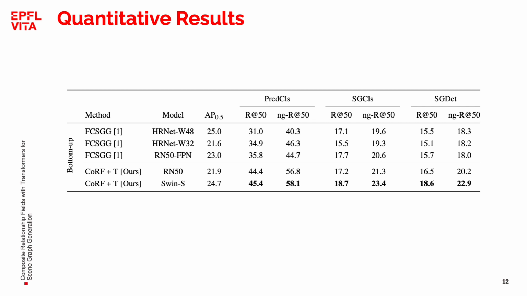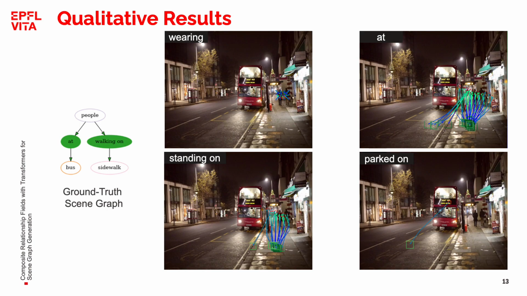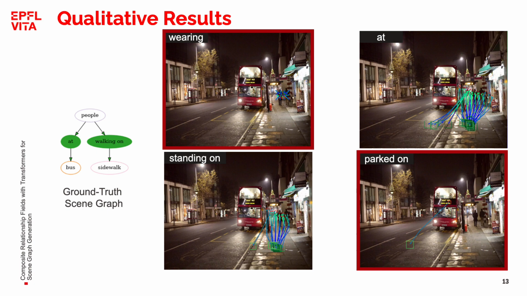In the paper, we also compared to other top-down methods. Here we show an example of our predictions of the composite relationship fields. We can see that we are able to extract more relationships than the ones annotated in the ground truth, such as parked on and wearing, indicating that our method is able to reason on the visual scene to extract more relationships.